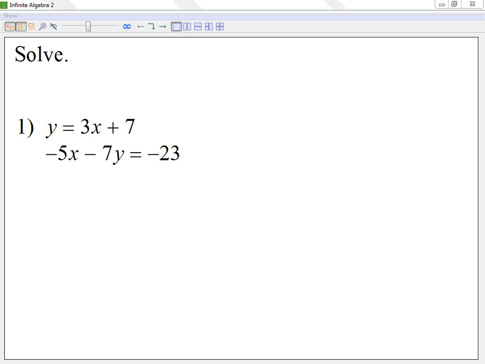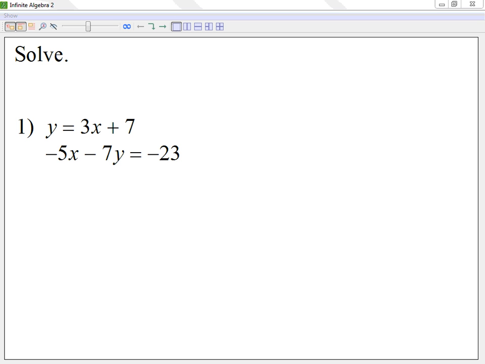Alright, by show of hands, who prefers graphing? Who prefers elimination? Who prefers substitution? Okay, a few of you prefer substitution. Graphing doesn't seem that fun, I guess. Some of you prefer elimination, some of you prefer substitution. So let me do question number one with one method, and question number two with the other method.